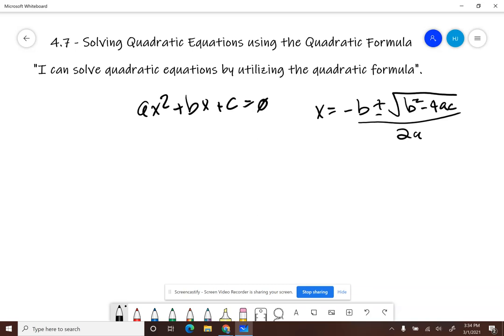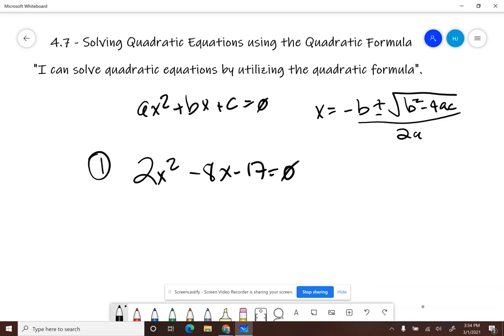And again, you're going to see real quickly how it will work with quadratics that normally you cannot solve by any other method. So let's just throw out an example here. We'll call this number 1, and we've got 2x squared, minus 8x minus 17 equals 0.